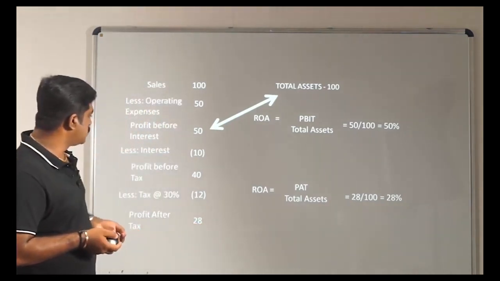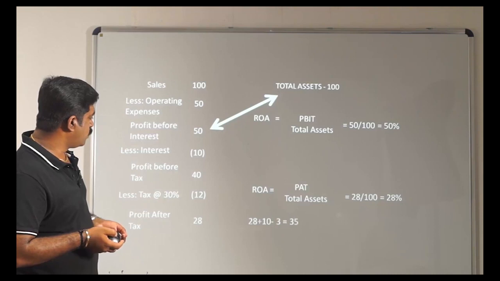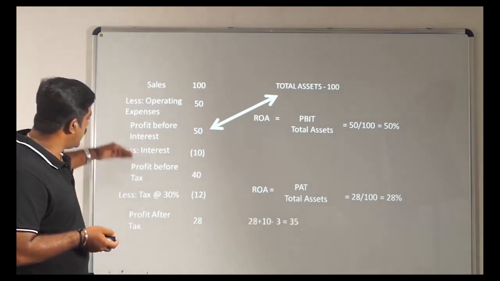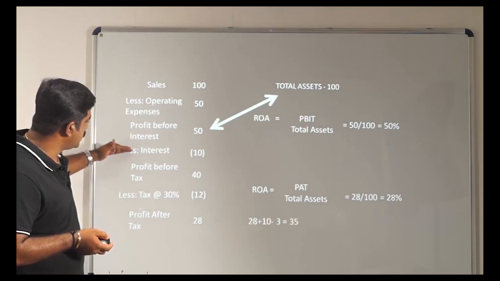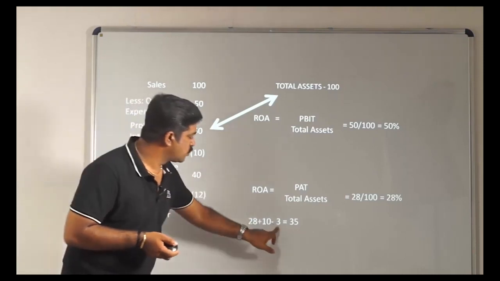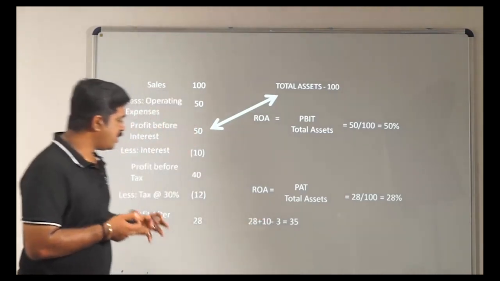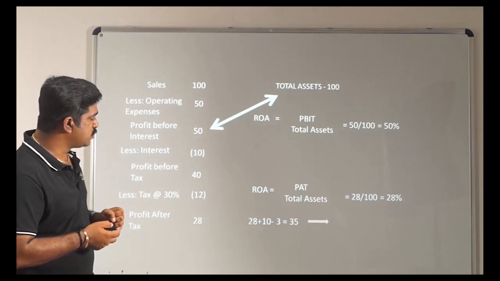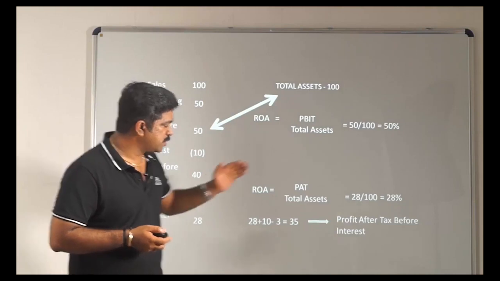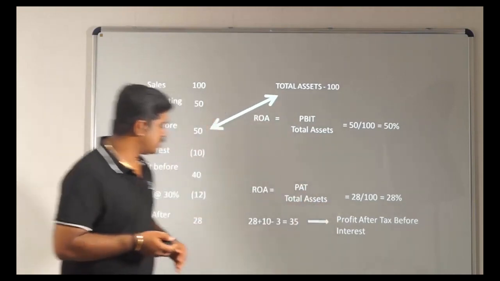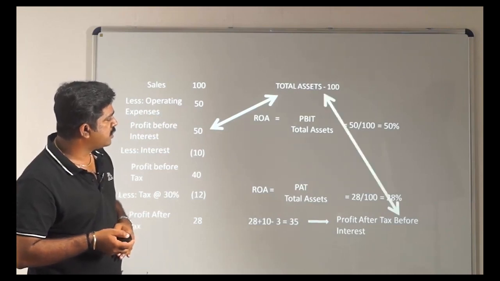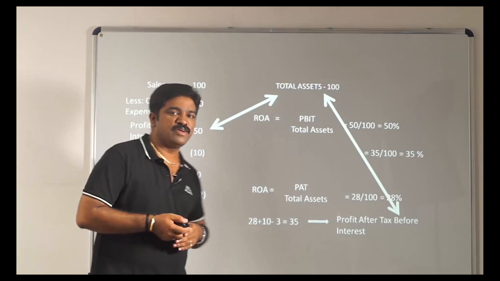Let's see the third scenario. In the third scenario, we'll take profit after tax of 28. We'll be adding back interest of 10, and the tax rate is 30%, so 30% into 10 is 3, which is subtracted. So what we have as profit is only 35. Now this profit of 35 will be compared with total assets, and this is nothing but the profit after tax but before interest. So 35 on 100, the calculation leads to 35%.